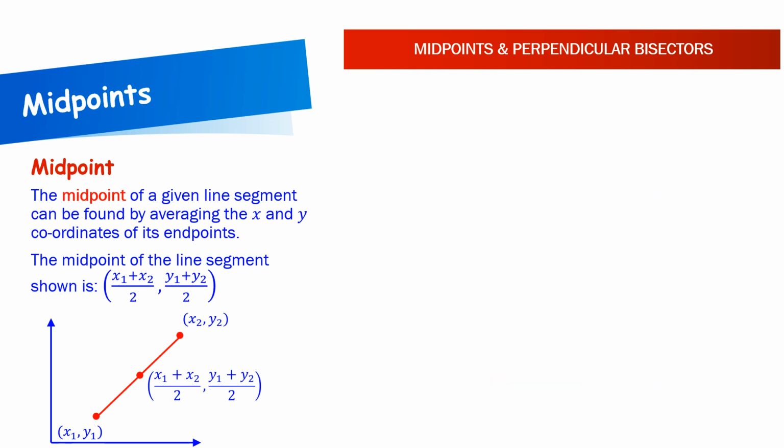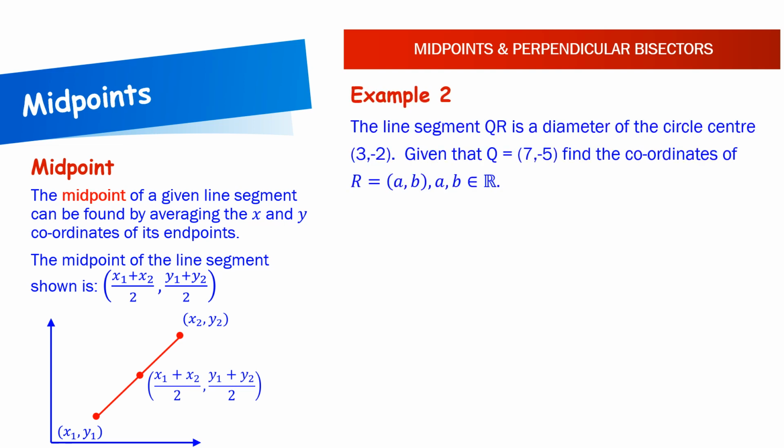Now let's take a look at another example. Pause the video and have a go. Press play when you're ready to view the solution. So example 2 states the line segment QR is the diameter of the circle with centre (3, -2). Given that Q equals (7, -5), find the coordinates of R, which equals (a, b), where a and b are both real numbers.